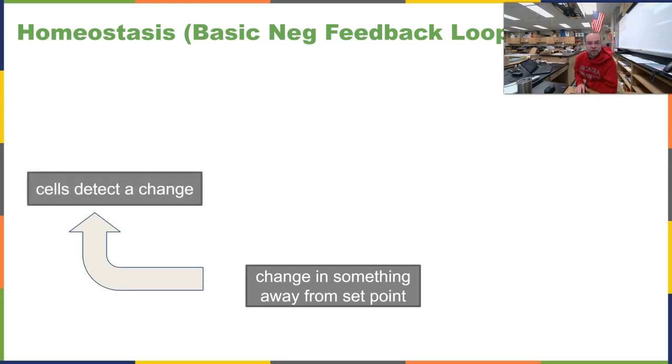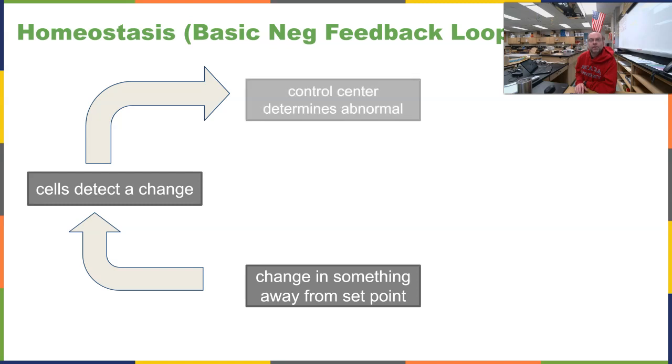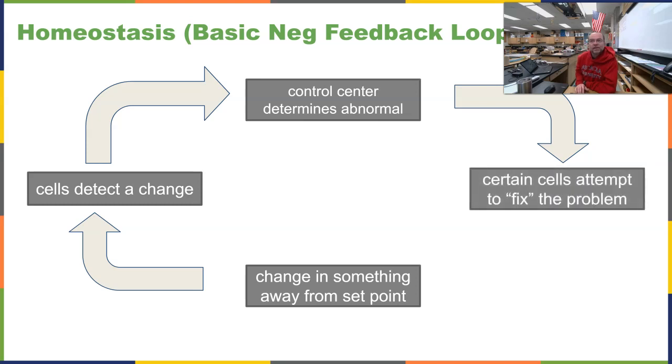And there are specialized cells that detect that change. They don't know what the change is, they just know that something has changed. So they send information to a control center, and the control center determines that, hey, this change is abnormal. It's either abnormally high or abnormally low, okay? And then the control center decides what to do to fix the problem to get you back down to normal. So then the control center sends signals to specialized cells that try to fix the problem to get you back down to the set point.